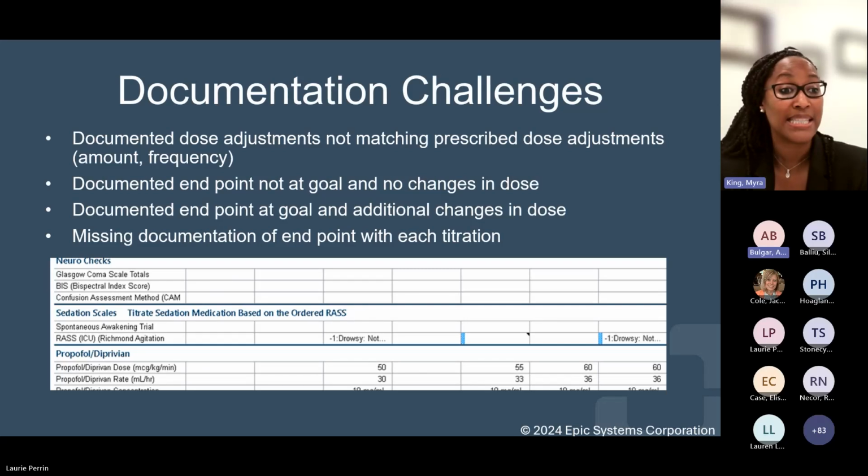We were also seeing that there was missing documentation of the endpoint with each titration. So if you look at the example on the screen there, here's Diprovan. The Diprovan is being titrated based on the patient's RAS, which is -1, typically a goal for our patients in our orders. But when you look at subsequent documentation, the nurse titrates up to 55 mics per kilo per minute, then to 60, but there's not an accompanying endpoint to justify or explain why those titrations happened. So again, the story not being clear. Next slide, please.